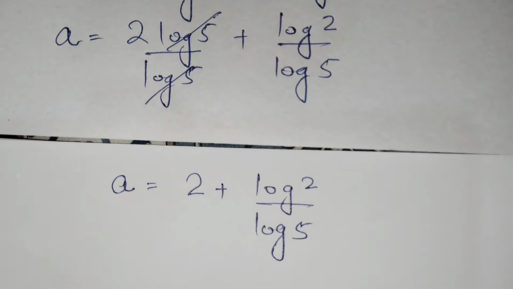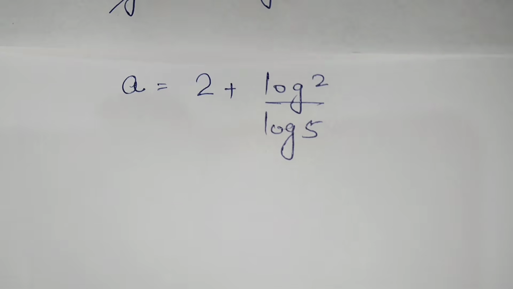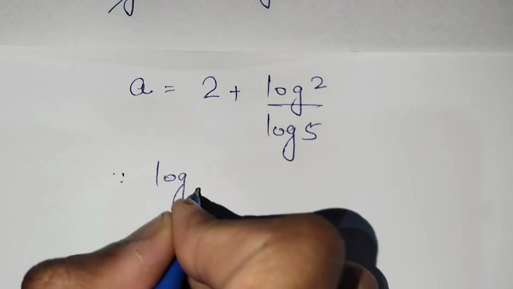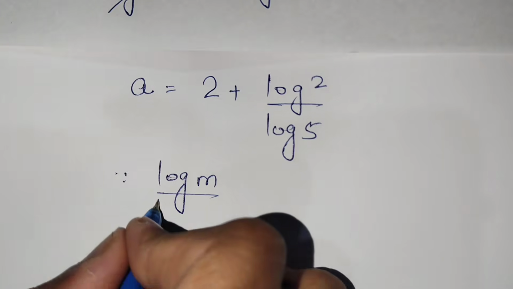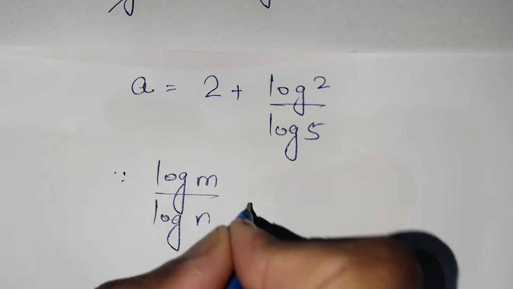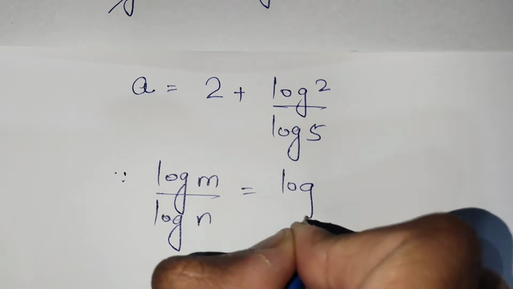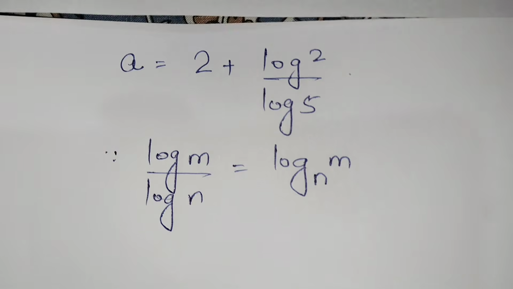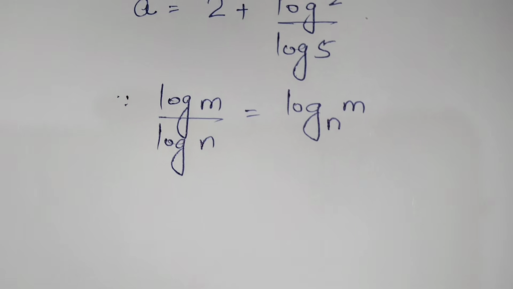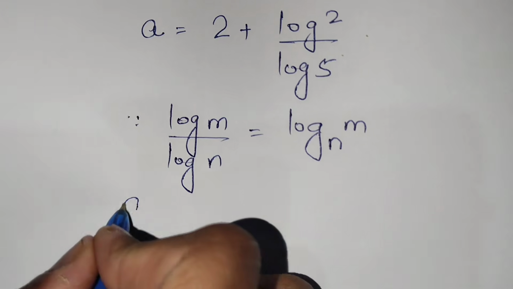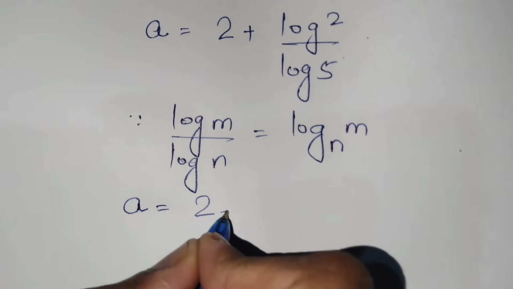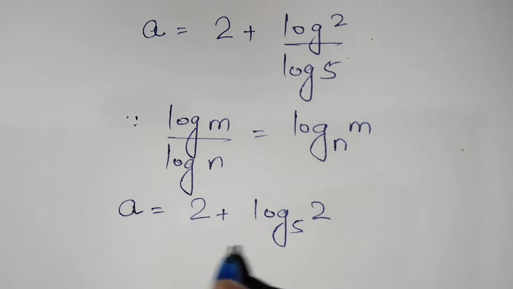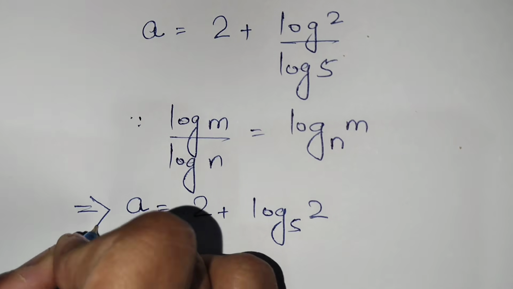Applying the change of base rule of log here, that is log of m divided by log of n equals log of m to the base n. So we get the final value of a equals 2 plus log of 2 to the base 5. This is the final answer for a.